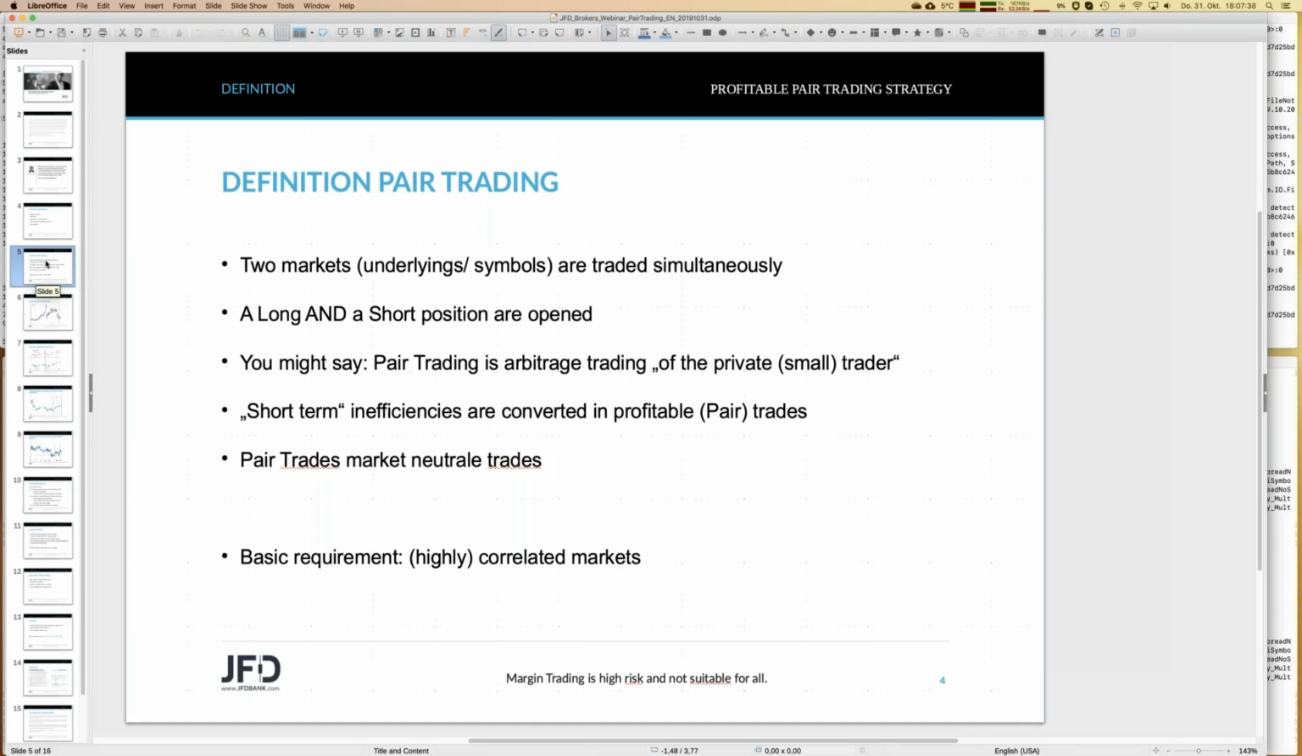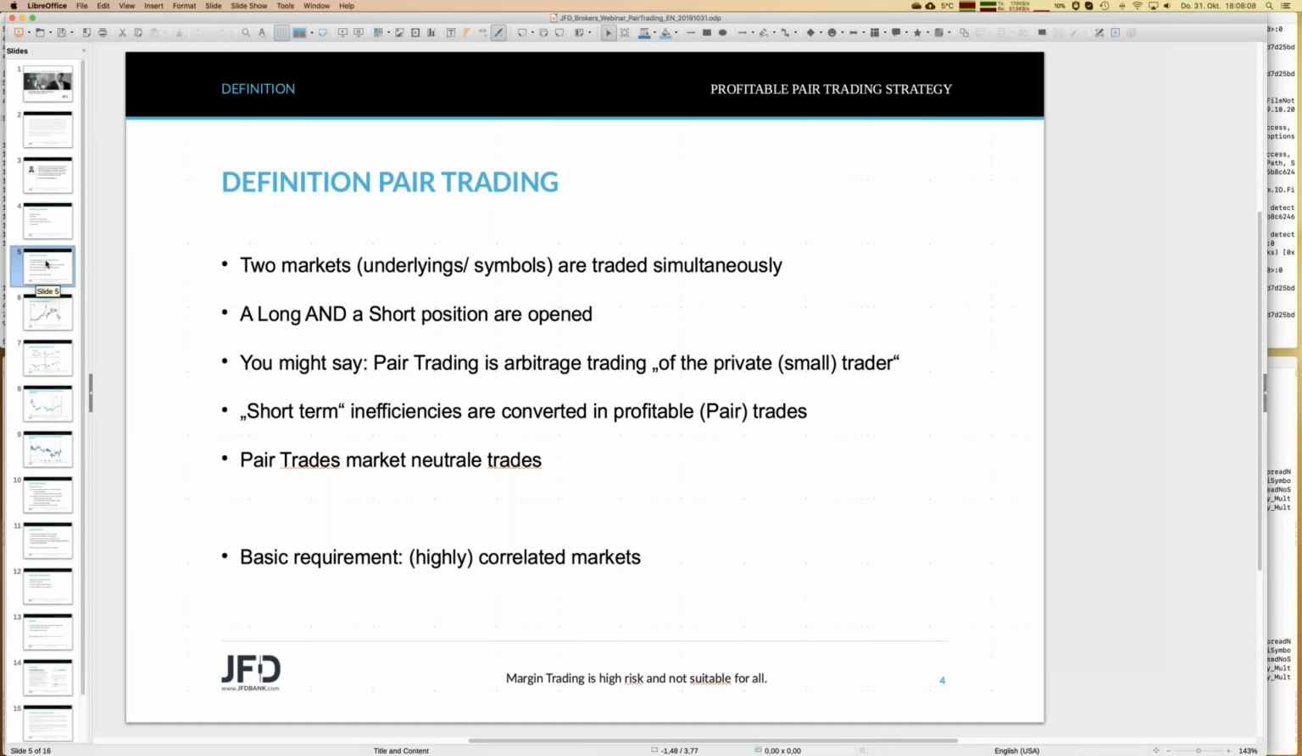Just a virtual experiment about opening a DAX long and a DAX short, maybe both with two lots. So the only one who would be happy is the broker. And whatever the market is doing, you will not earn a single cent. That's quite obvious. But for pairs, for two different markets, it's a little bit different.